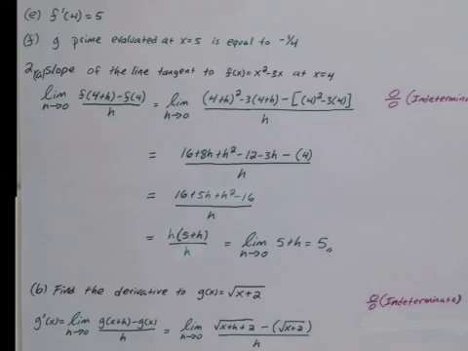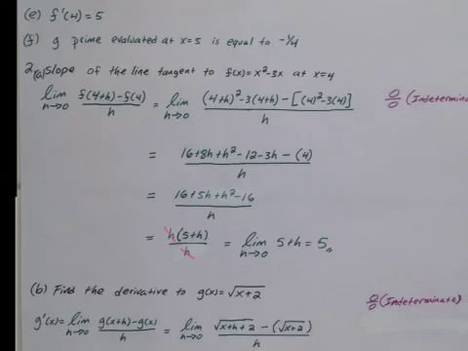You would be able to cross off the h's, and you reevaluate your limit, and your answer is going to be equal to 5. So the slope of the tangent line at x equal to 4 is going to be equal to 5.